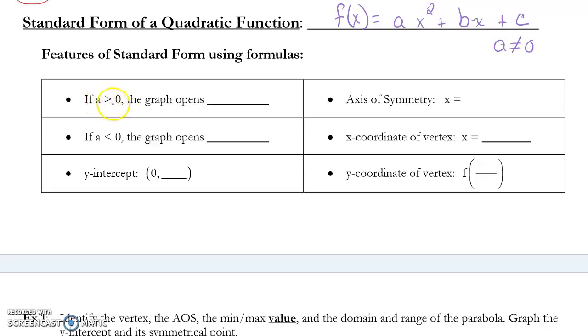If a, the coefficient of my x squared term, is greater than 0, that means if it's positive, my graph is going to open up. If a is negative, my graph is going to open down. And remember, if it opens up, it has a minimum point. If it opens down, it has a maximum point as the vertex.